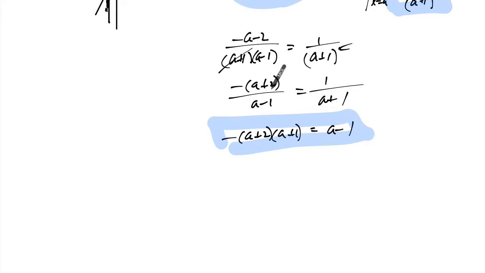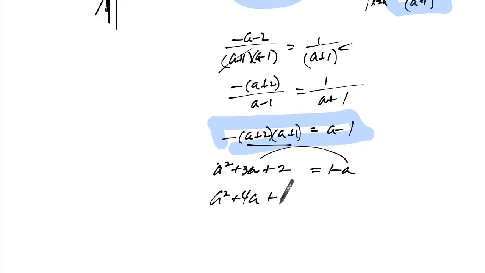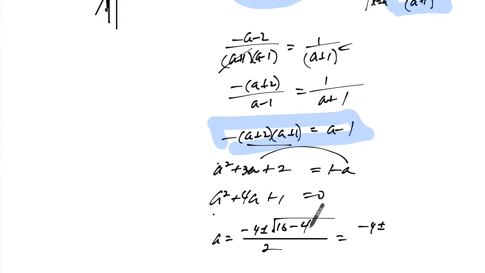Okay, so now let's solve this. I'm just going to multiply both sides by negative 1 and expand this, and turn this into 1 minus A. That's what happens if I multiply both sides by negative 1. And I get A squared plus 4A plus 1. This is not factorable, so we've got to use the quadratic formula. A will equal minus 4 plus or minus the root of 4 squared minus 4. You can factor out a 4, a 2 outside the root. So it's minus 2 plus or minus root 3.